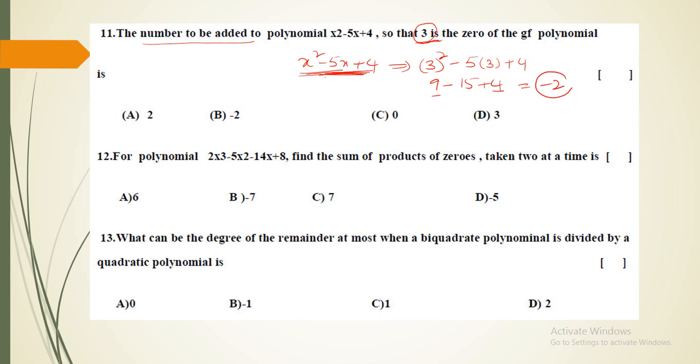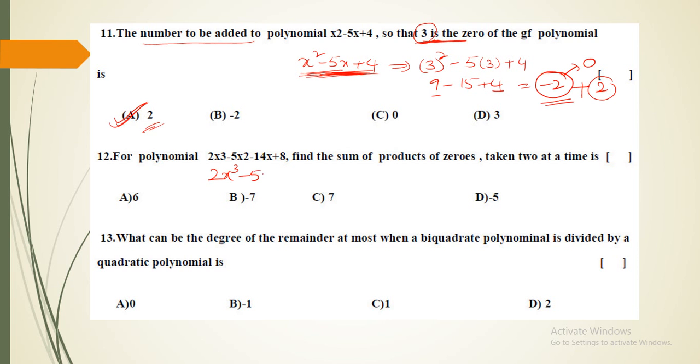That means the remainder is minus 2. If I want to make 3 a zero, this remainder should become 0. So what should I do? I need to add 2 to this. So the number that I need to add to this polynomial is nothing but 2. Next, moving on to one more question. What has he given?